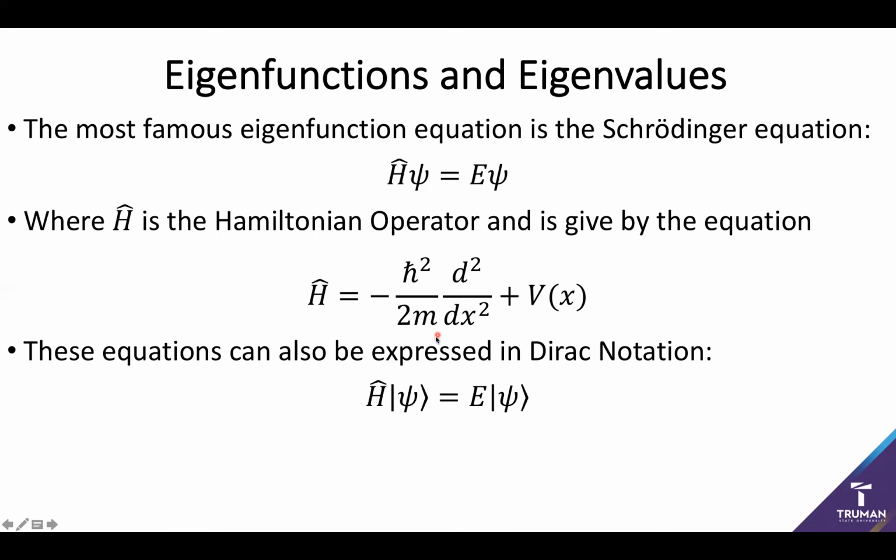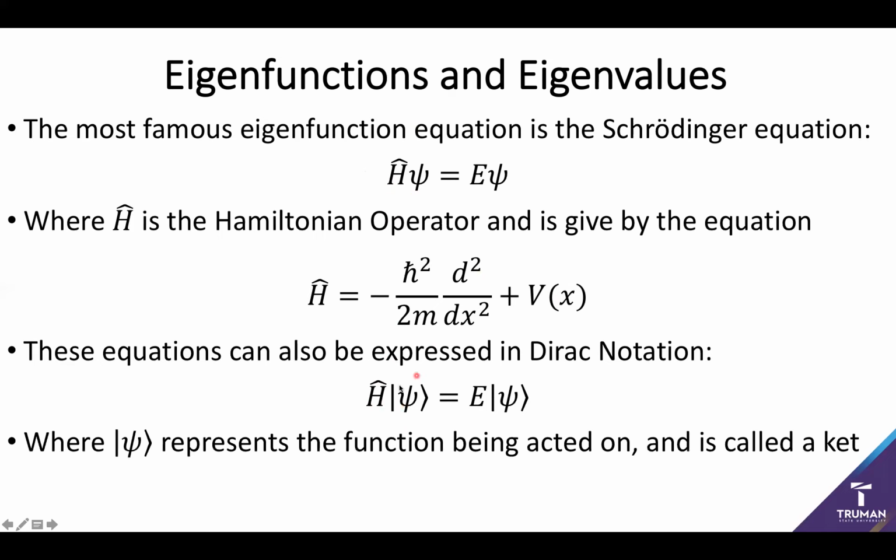But the general idea of Dirac notation is that my Hamiltonian should be applied to a wave function or an eigenfunction. So this is going to be represented by my psi in what's called a ket. This notation is called a ket, and this is another way of expressing my wave function. So I apply my operator to my wave function, I get my energy back times the wave function.